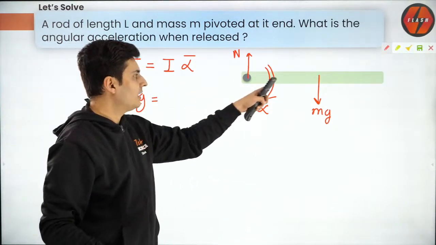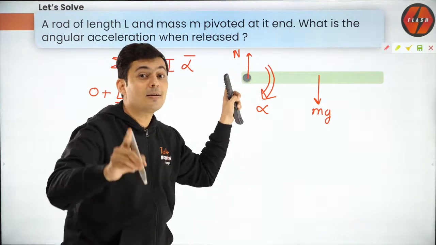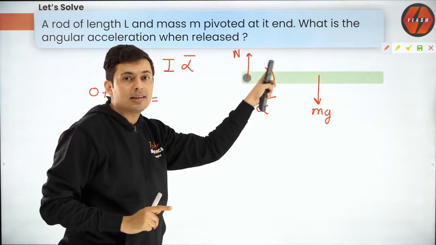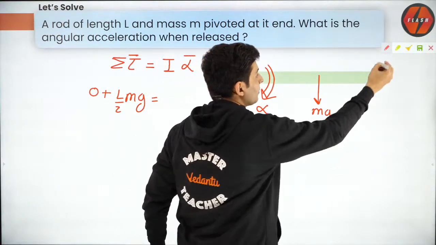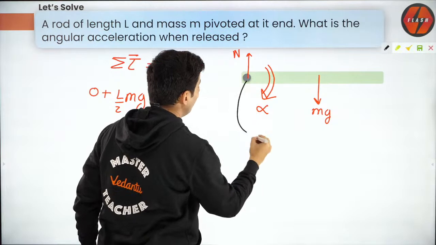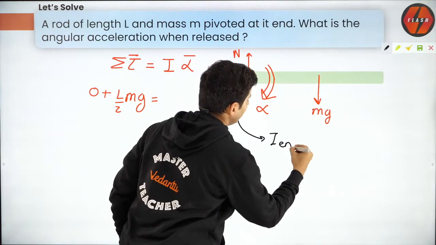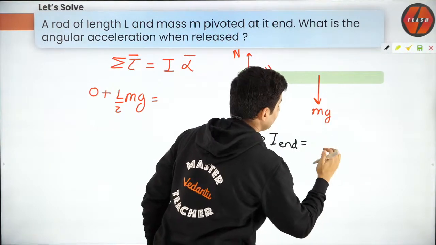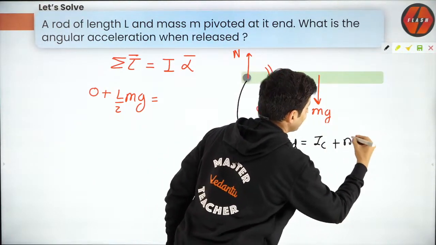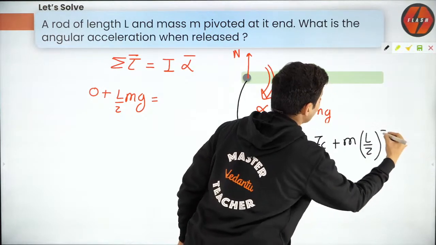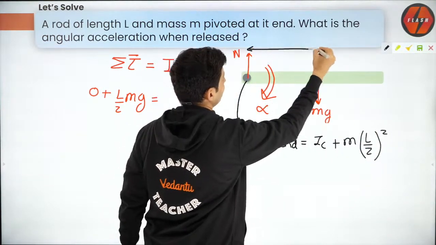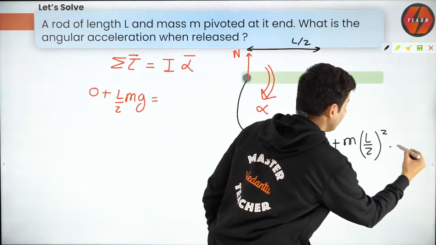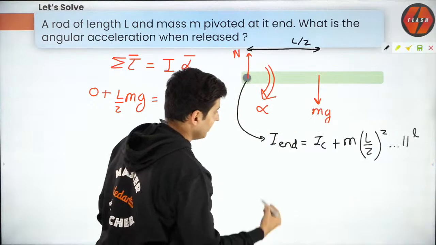What is the moment of inertia of a rod about the end? Remember, what did I tell you? Wherever you measure the torque from, exactly at the same axis, you should know the moment of inertia. So recollect the previous session. The moment of inertia about the end of a rod will be the moment of inertia about the center plus m into (L by 2) whole squared. Why L by 2? Because this distance is L by 2. This is your parallel axis theorem. We have studied that yesterday.